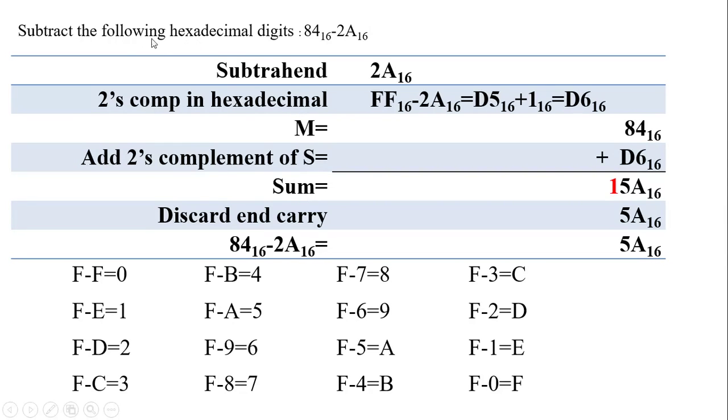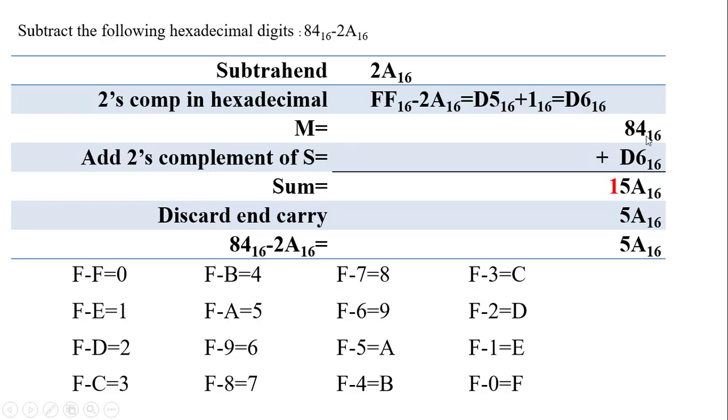This is an example. Subtract the following hexadecimal numbers: 84 minus 2a. So 2a is the subtrahend. First find the 2's complement in hexadecimal. Subtract 2a from ff, each digit from f. Subtract this a from f, and subtract this 2 from f. When we subtract, it becomes d5. D is 13, so d5, and we add 1. This is basically the 1's complement in hexadecimal, and when we add 1 to the 1's complement, we get the 2's complement. So d6 is the 2's complement in hexadecimal.